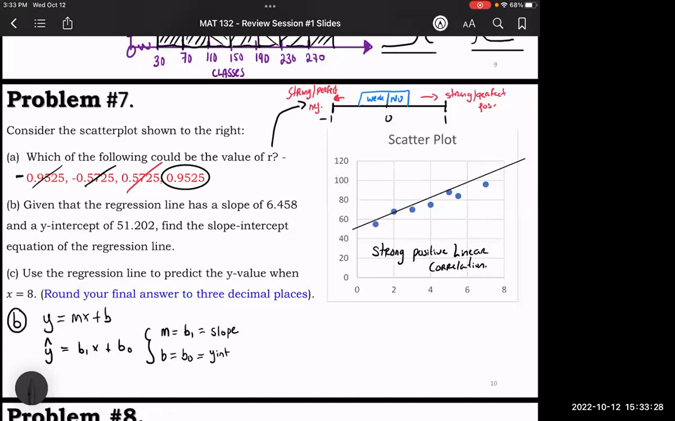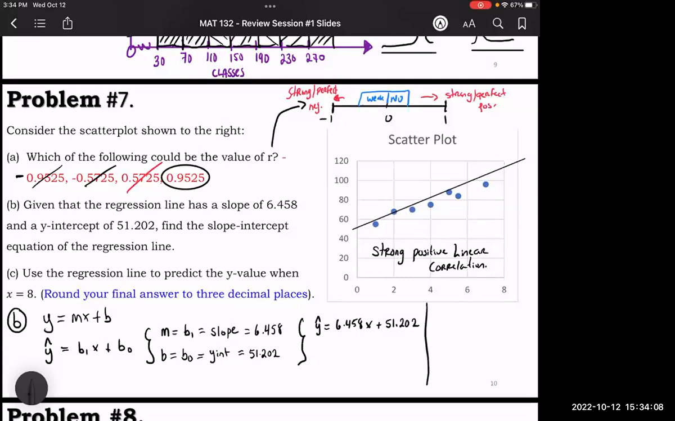In this problem, did it give us the slope and the intercept? Yes, it did. It gave us both of the values. The slope was 6.458, whereas the y-intercept was 51.202. Looking at our equation of the regression line, the notation on the bottom, just make a direct substitution. You're going to get y hat equals 6.458x plus 51.202. And that's the solution to part B.